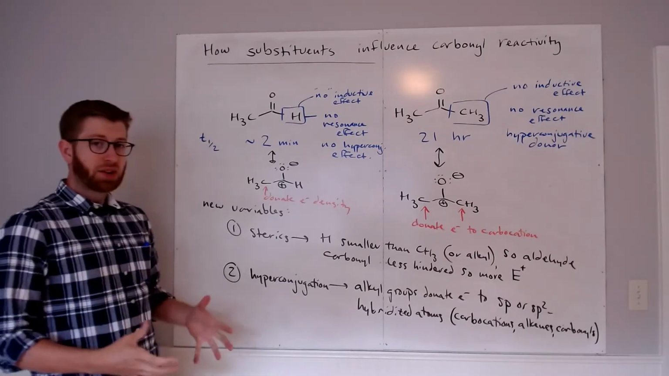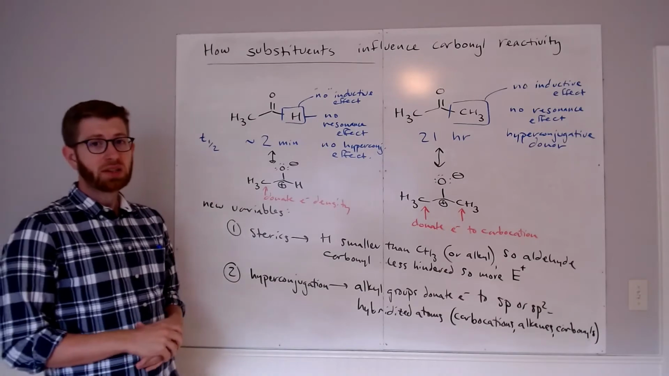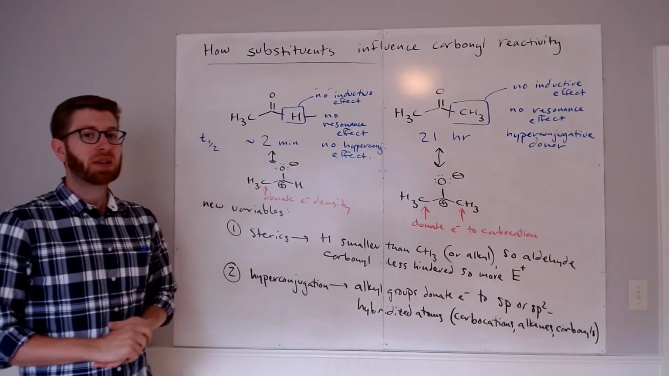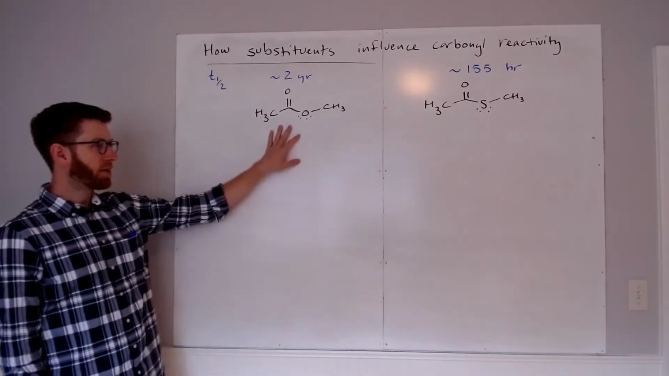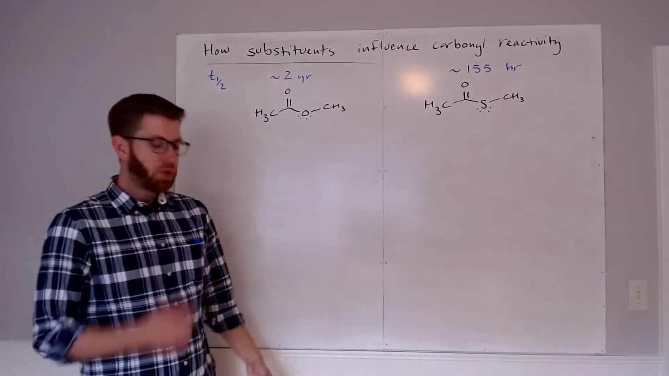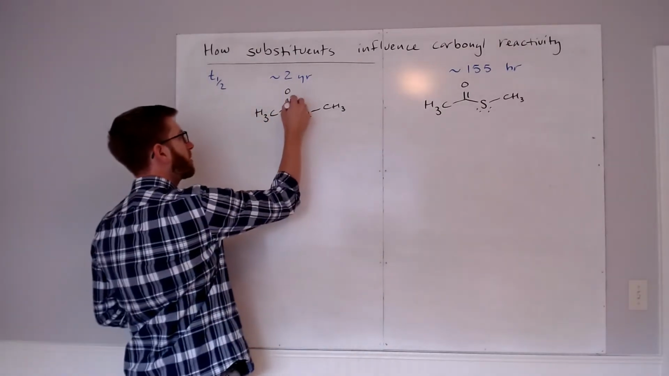So in the next section of the video, we'll be diving a little bit more deeply into the nature of resonance donation in these kinds of carbonyl species, because it's not as simple as saying something is a donor or not. Let's compare an ester to a thioester. So these look very similar. All I'm doing is really changing oxygen for sulfur. So I'll put my analytical boxes in here.